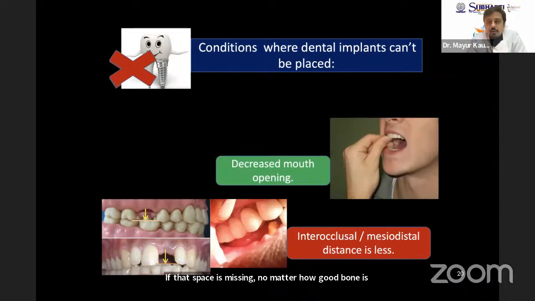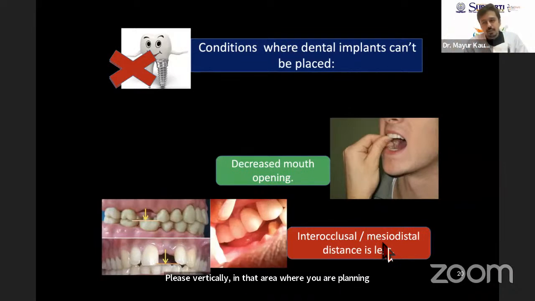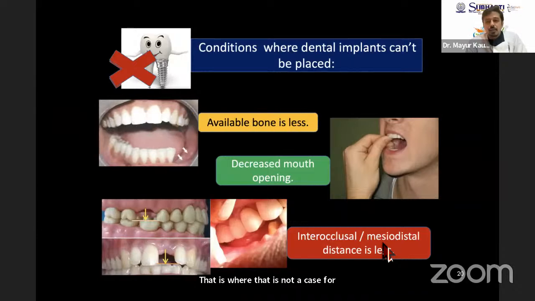The second thing, again a basic thing which many students are not able to see beforehand, is accessibility. If decreased mouth opening is there, you're not able to place your physiodispenser handpiece vertically in the area where you are planning your osteotomy. That is not a case for implants. And the final thing is, of course, if available bone is less. Please understand, regeneration is not something which is quite predictable, or quite fast.